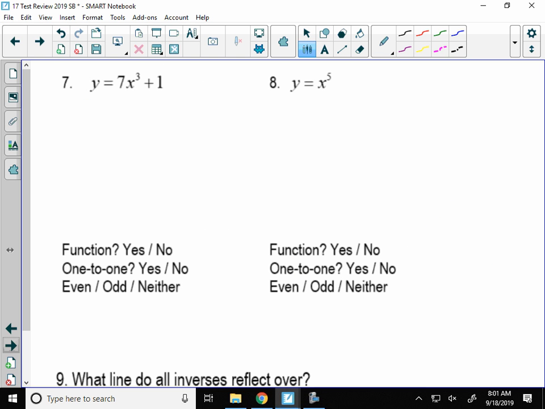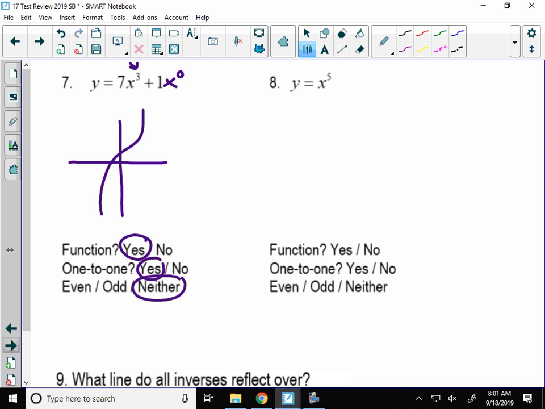A couple more here. We're going to look at some equations. Number 7, is this a function? Well, 7x cubed plus 1 is a function. This is very similar to your parent function here of x cubed. So it is a function, and it is 1 to 1. Is this even, odd, or neither? Well, look at the exponents. My first exponent is odd, but 1, the constant, again, has the exponent of 0. If I have an odd and an even exponent, you are neither even nor odd.